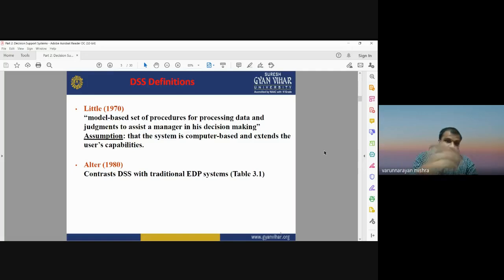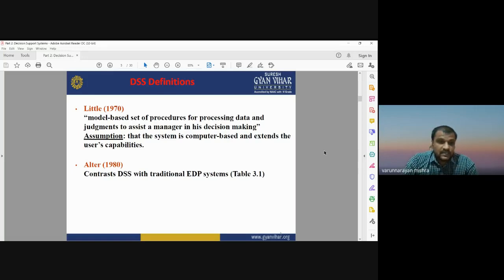So the assumption about this definition is that the system is computer based and extends the user's capability. So whatever the decision support system we are working on, or whatever the decision support system we are going to configure or we are going to use, it should be computer based and extend the user's capability. Okay. If you are not able to take any decision, it provides you some capabilities, it provides you some additional information to take any decision, so it extends the user's ability.